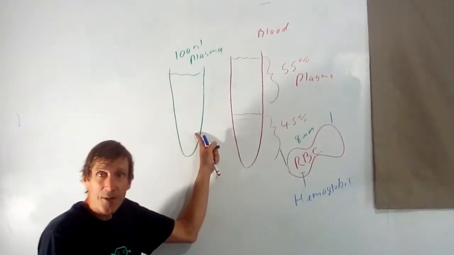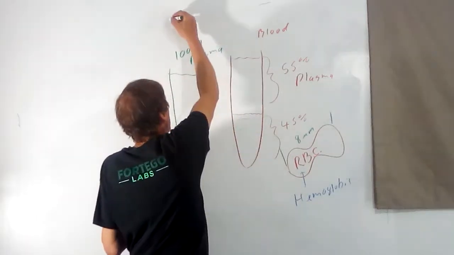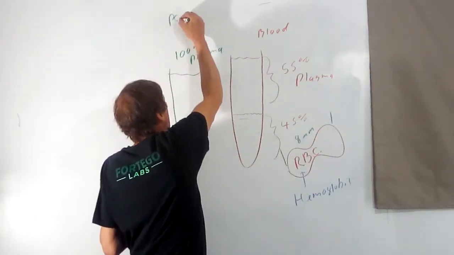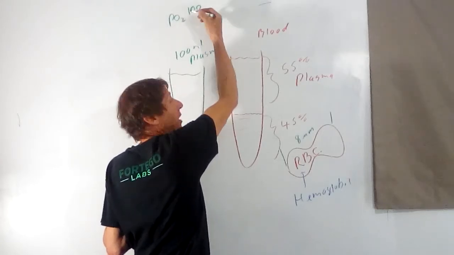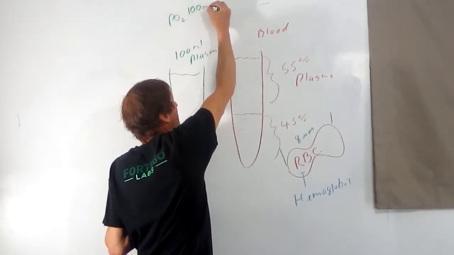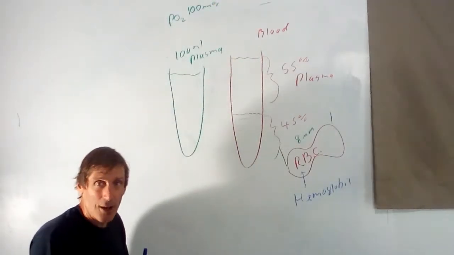Now, I let this plasma reach equilibrium with the surrounding air. Let's just say it's air that's in the lungs, which has a concentration of oxygen that's referred to as a partial pressure of oxygen. We'll talk about that later. 100 millimeters of mercury. But basically, the amount of concentration is the same as you have in your lungs.